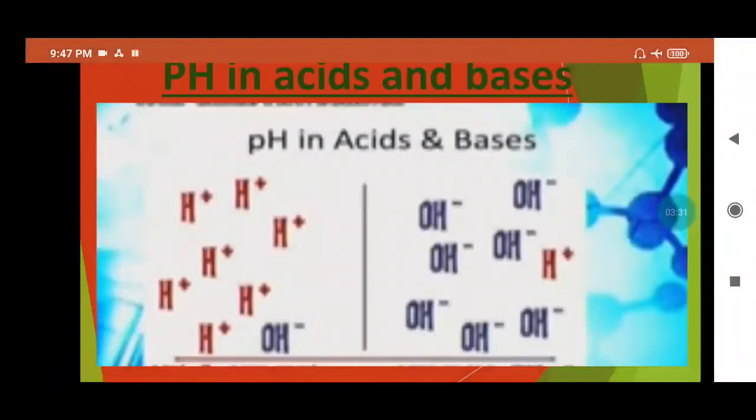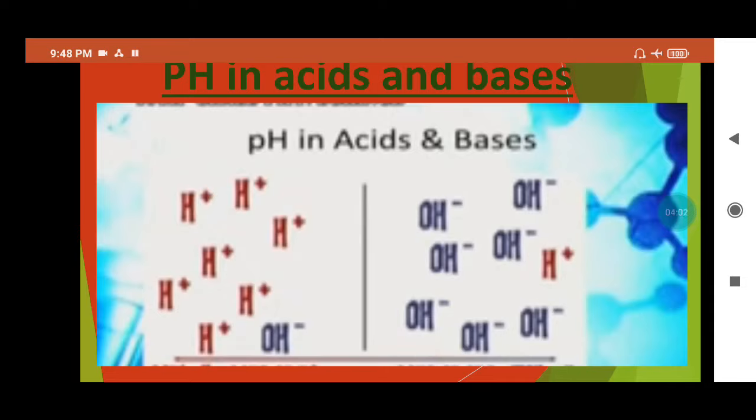pH in acids and bases. Let us look at the hydronium ion or hydrogen ion concentration. If it is more, it indicates pH is low, which implies it is an acid. On the other side, if the OH minus ion concentration is more, with lots of OH minus ions, it implies a high pH value, which implies the solution is a base.